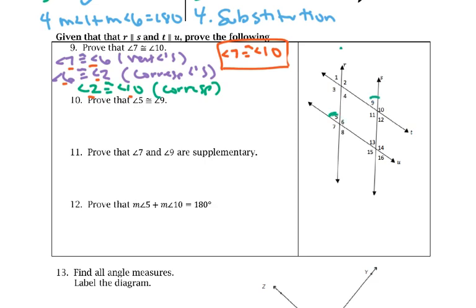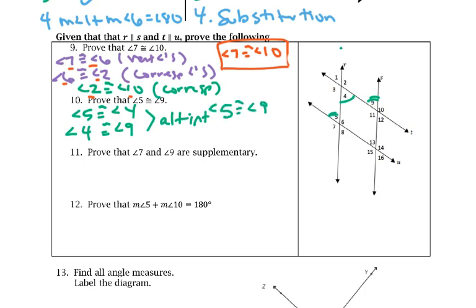So I'm going to go 5 is congruent to 4 because alternate interior angles. And 4 is congruent to 9 because of alternate interior angles. So those are alternate interior angles, both of them. And then so 5 is congruent to angle 9. That's just substitution. And so 11, prove that 7 and 9 are supplementary.